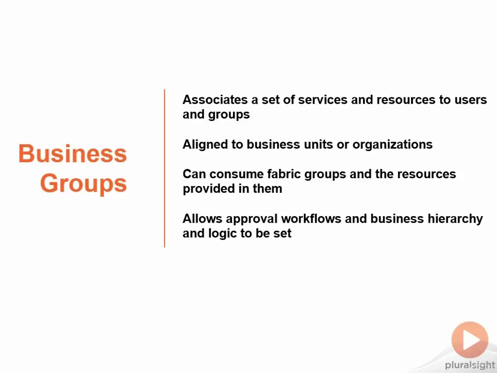And lastly, the great thing about business groups is they allow approval logic and workflows to be set based on those resources. So maybe when my users request a blueprint item, they request a certain amount of CPUs and memory. And if it's under that certain gate, so 1 CPU and 2 gigs of RAM, it automatically goes through. But maybe they request a terabyte of storage, or 5 vCPUs, or 6 vCPUs. That might trigger an approval workflow.